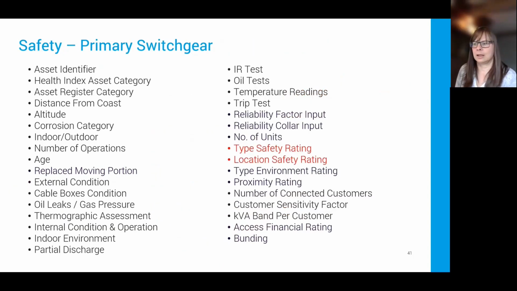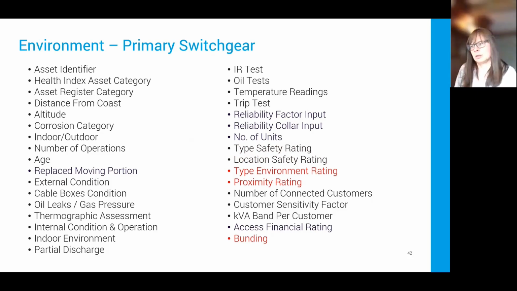For safety, we look at the type, so this might be whether it contains oil or SF6 or something else. And then we also look at the location. What we're trying to do with safety is understand how likely, in the event of the asset failure, is there to be somebody in the area that is impacted by that failure. So in a densely populated environment, there's more likely to be people around compared to a rural environment.